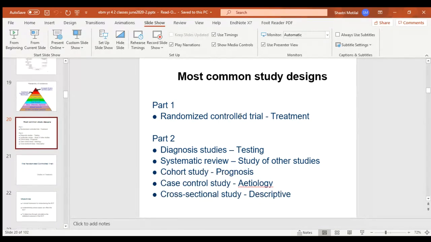But I wanted to spend the rest of the EBM lecture today talking about randomized controlled trials because that is a study that tells us how to treat disease. You could think about any disease, all the diseases that exist. There are probably about 12,000 diseases according to ICD-10.